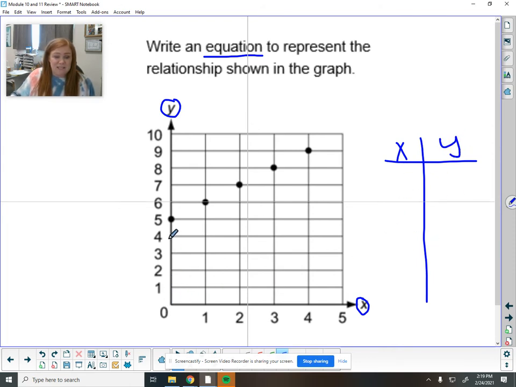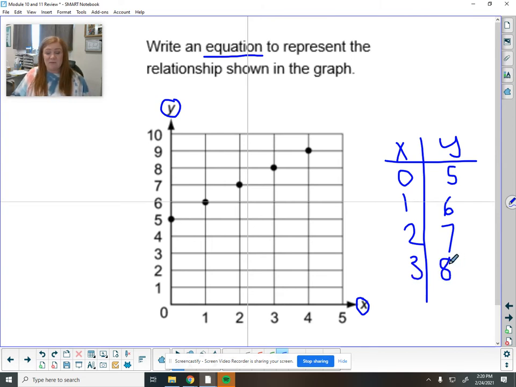So I went over 0, up 5. So 0, 5, over 1, up 6, over 2, up 7, over 3, up 8. So that should give me a good idea of what my pattern is.